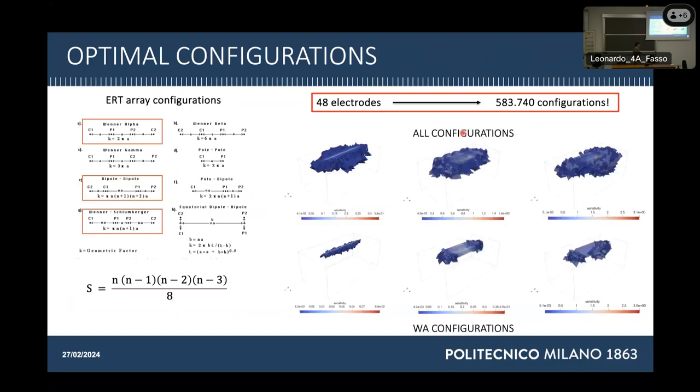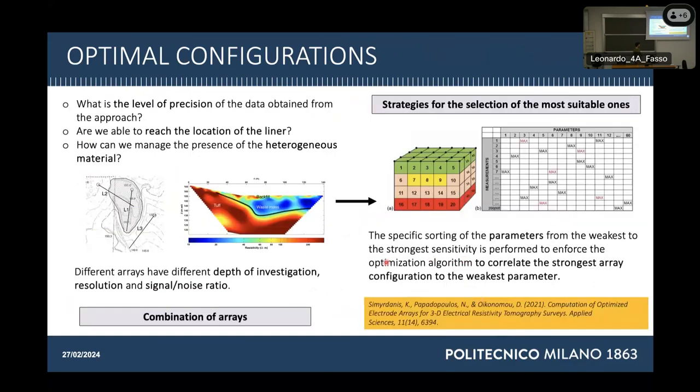To have a better coverage in terms of sensitivity, we expect, for example, to consider just an alpha configuration with a technology of array, but it will take much more time. So what to do at this point? We have to consider one thing: different arrays have different signal-to-noise ratios and also different depths of investigation, which is very interesting for us. At this point, we decided to consider some algorithms just to select the best configuration to be used in the field. In this case, we consider the approach proposed by Stummer et al.